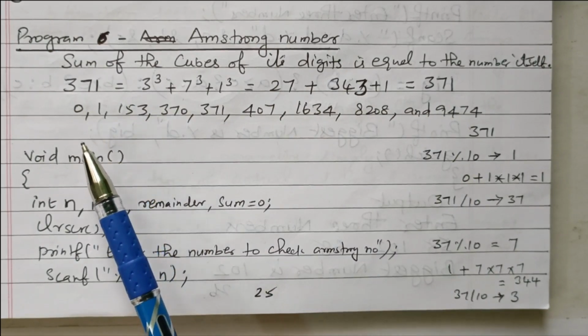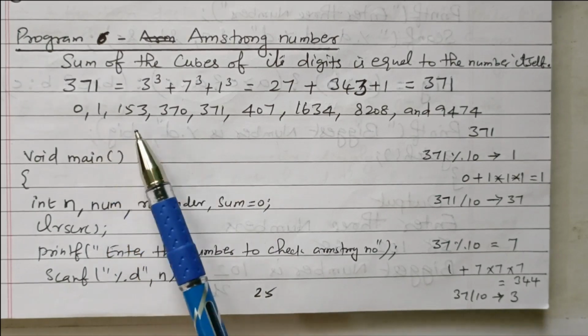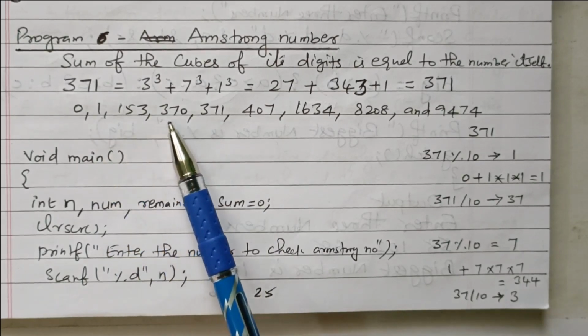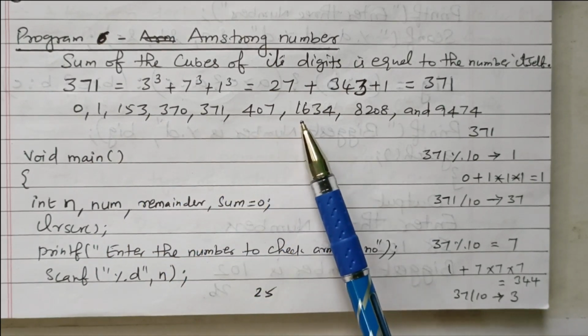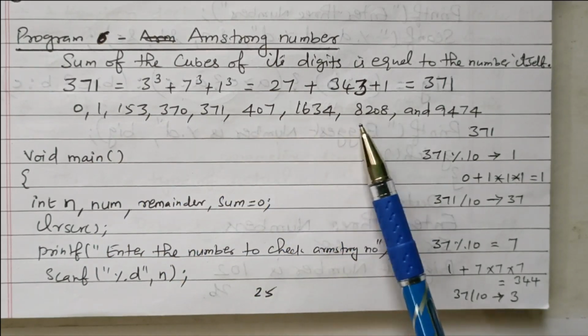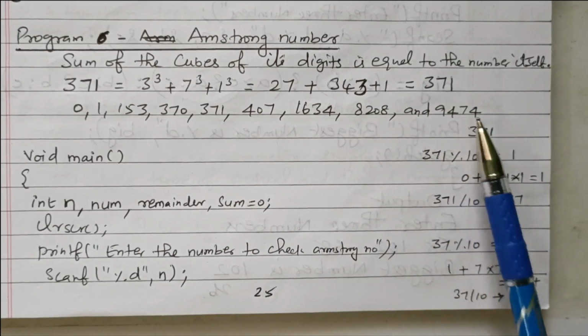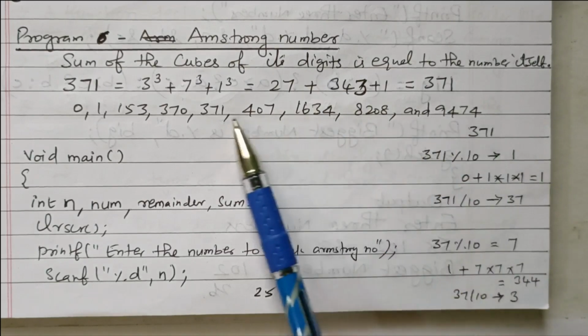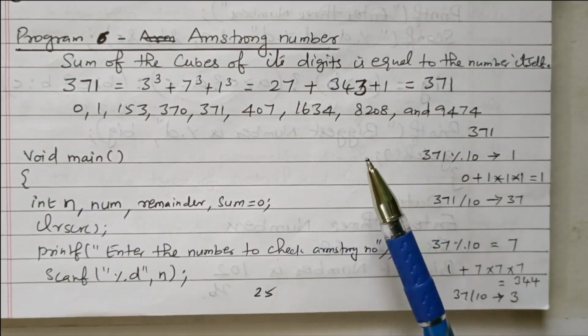So what are the Armstrong numbers available up to 10,000? 0, 1, 153, 370, 371, 407, 1634, 8208, 9474 are the Armstrong numbers. Right. These are all the Armstrong numbers available up to 10,000.